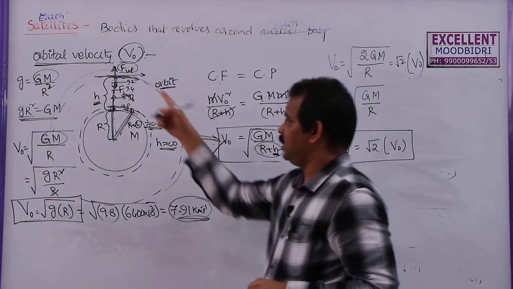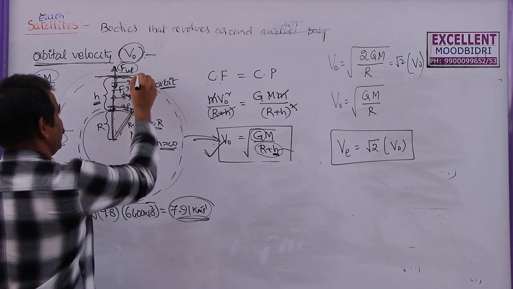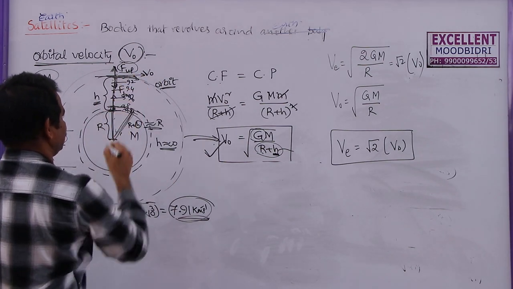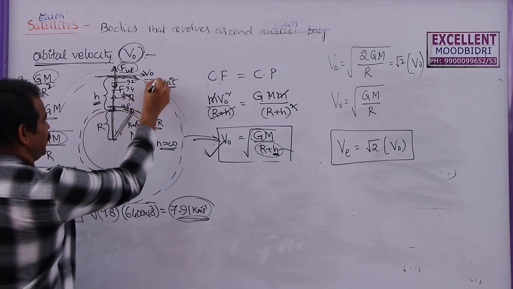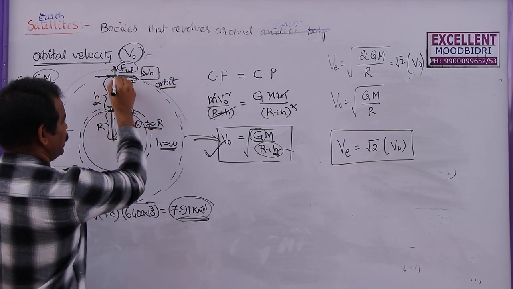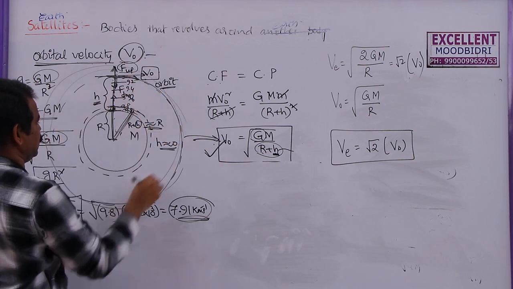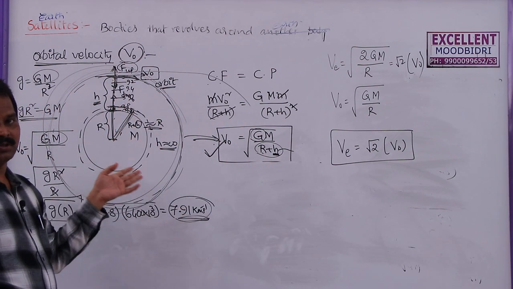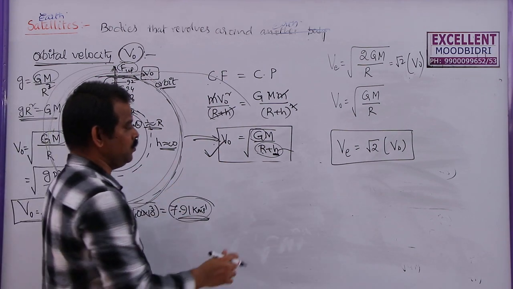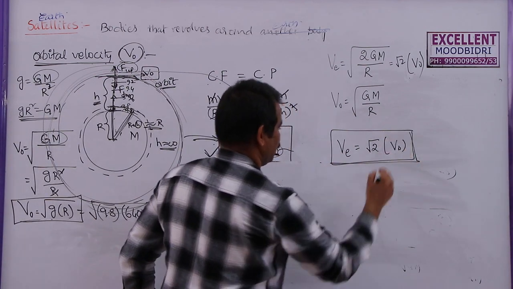That means if a satellite is revolving with a velocity v naught, this orbital velocity, if the velocity increases by root 2 times, then instead of moving in a circular orbit around the Earth, it will escape from the Earth's surface and never come back onto the surface of Earth. So this is one of the important relations between escape velocity and orbital velocity.